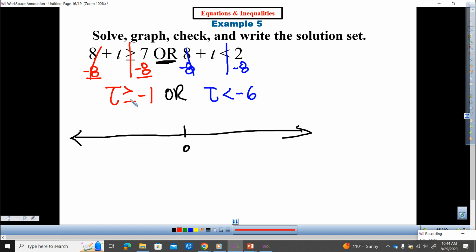I'm going to start with this one. What is my dividing point for this one? Negative 1. Is it a solid point? Yes, solid point. I need to test which way to shade, so I'm going to test with 0. So instead of t, I'm going to put 0. Is 0 greater than or equal to negative 1? Yes, so I'm going to shade towards the 0.